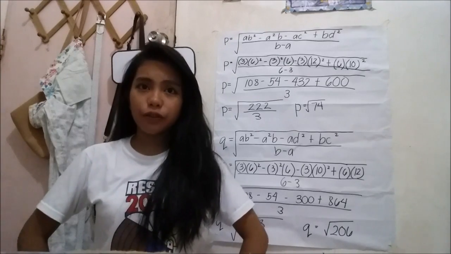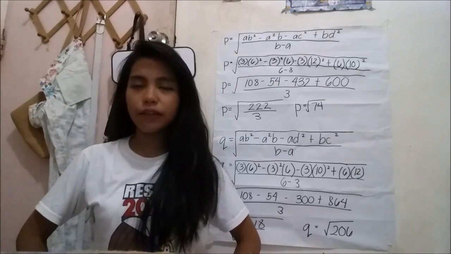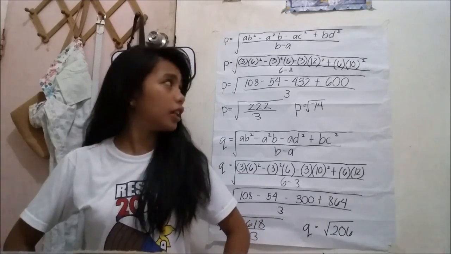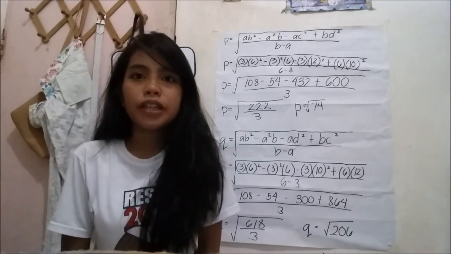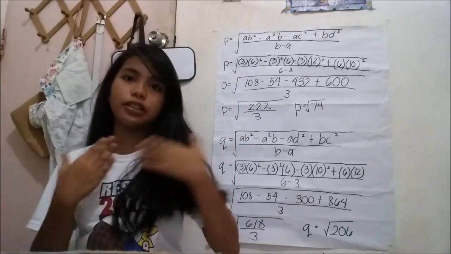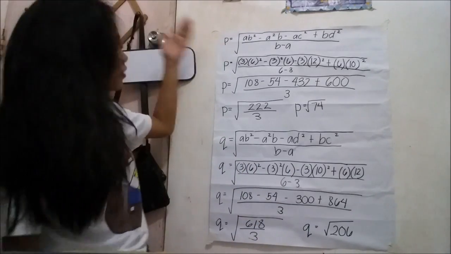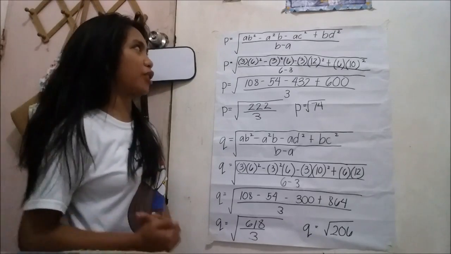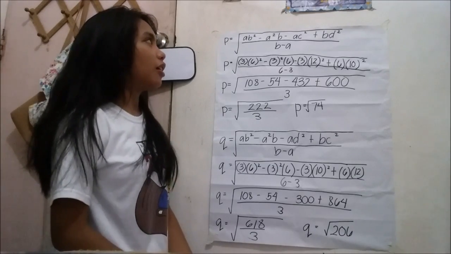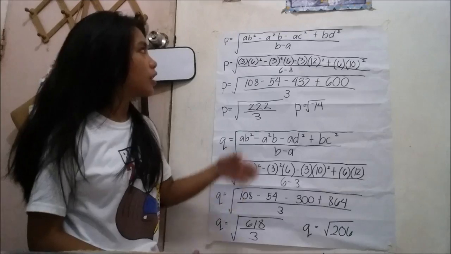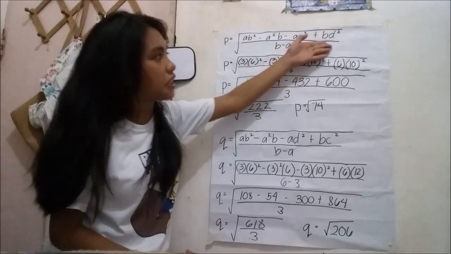So, we are asked to find the length of the diagonals P and Q. In order for us to get the length of the diagonals, we need to find the length of the sides of the trapezoid, which are already given in the problem. So as I said a while ago that the sides are already given, let us proceed to this formula. P is equal to the square root of AB squared minus A squared minus AC squared plus BD squared all over B minus A. So A is equal to 3, B is equal to 6, C is equal to 12, and D is equal to 10.